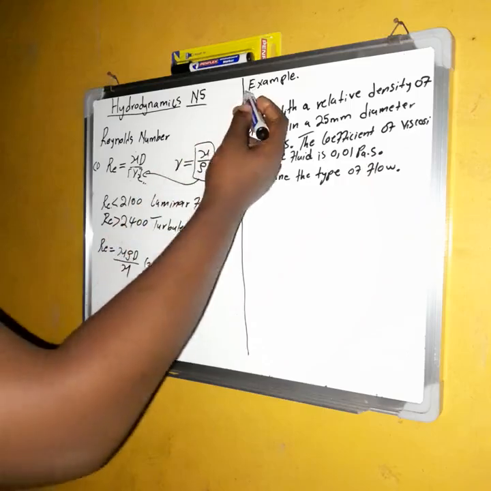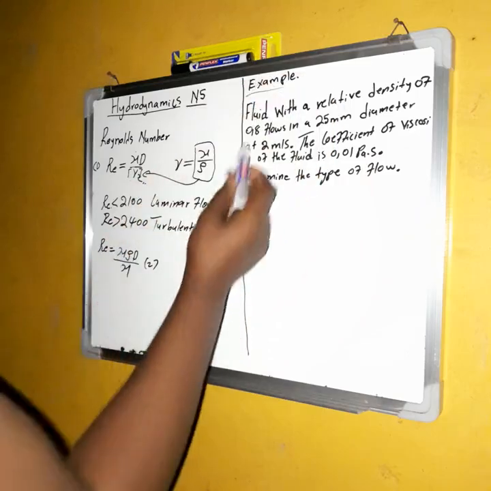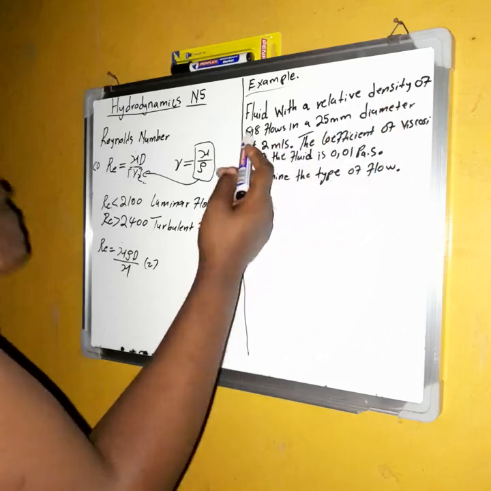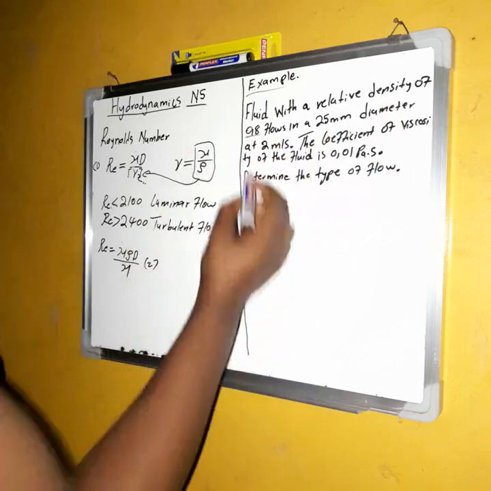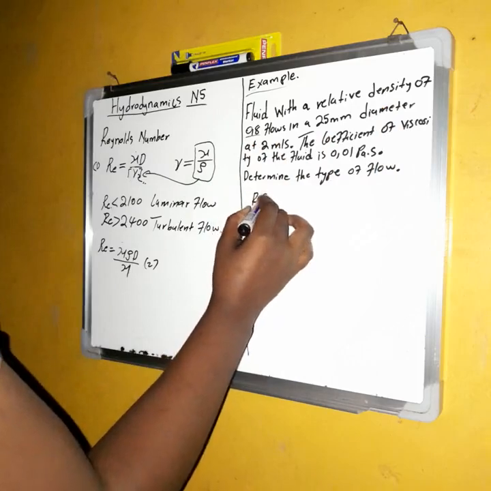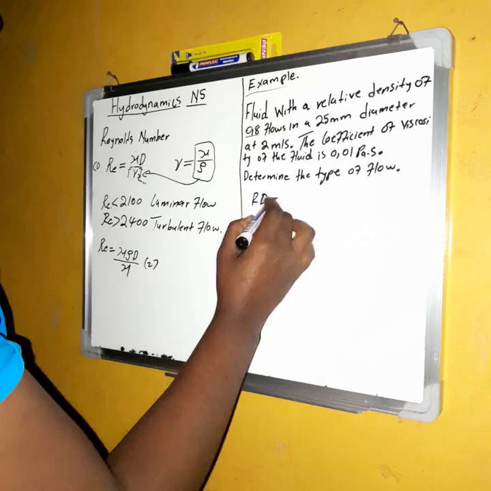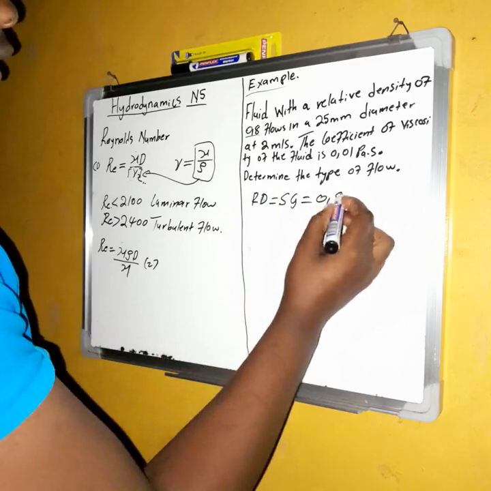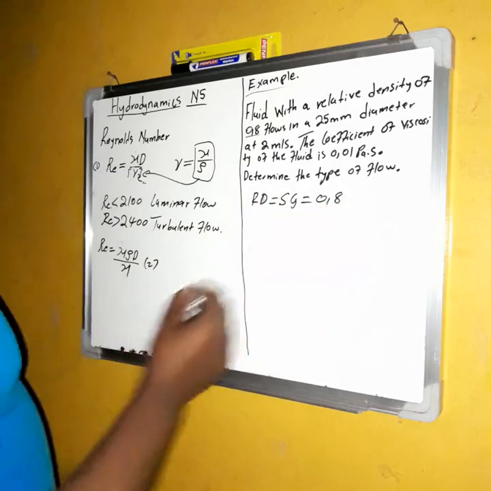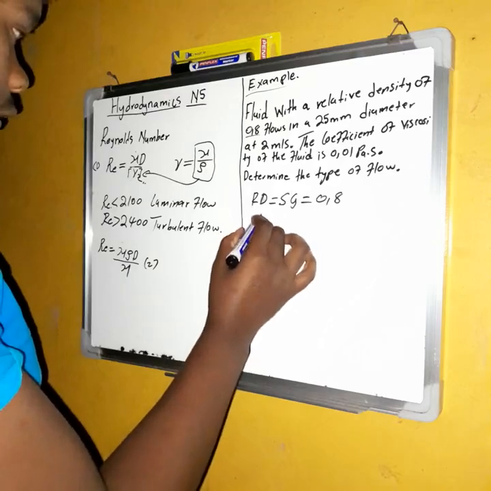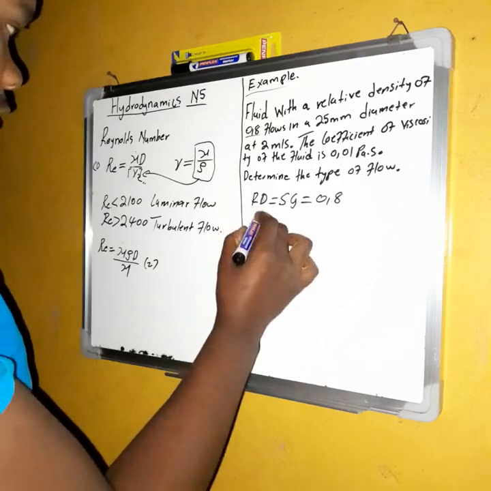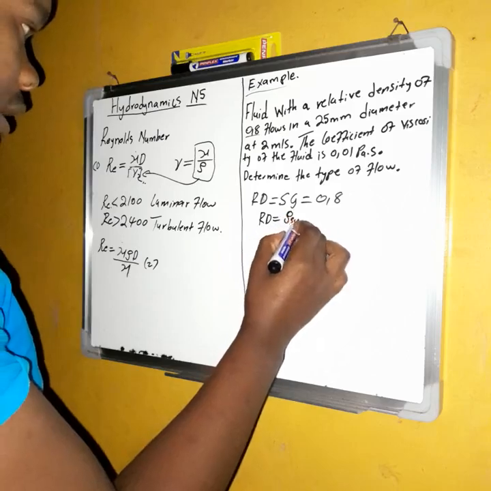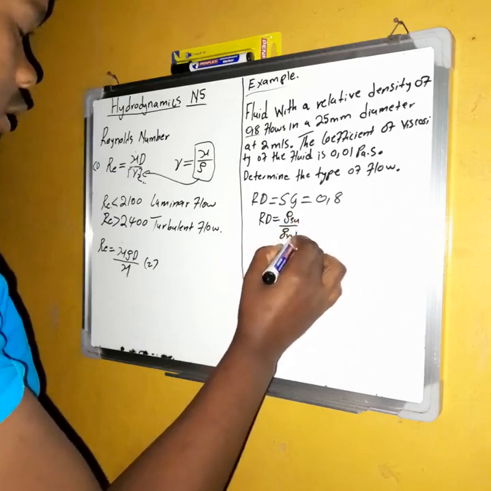We're given an example here. It says a fluid with a relative density of 0,8, which is the same as specific gravity. Relative density or specific gravity, it's one and the same thing. Relative density is equal to the density of the substance over the density of water.